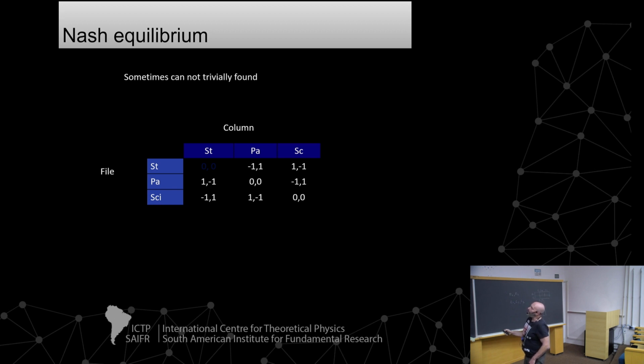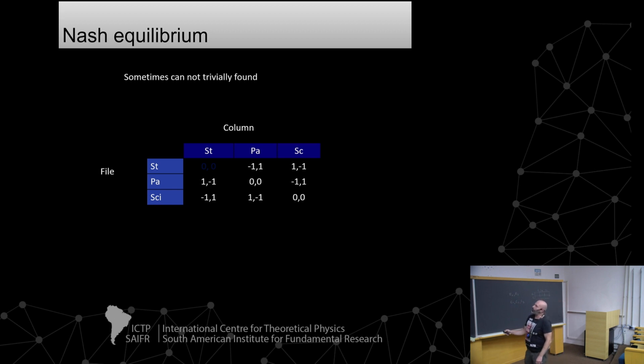So stone against stone is 0-0. You cannot see that, but this is 0-0. Paper against paper is 0-0. And scissors against scissors is 0-0. But paper against stone, it is paper that will win 1 and stone will lose 1. Paper against scissors will lose 1 and the scissors will get 1, and the same for the rest of the table. So this is the payoff matrix for the game of scissors, stone, and paper.